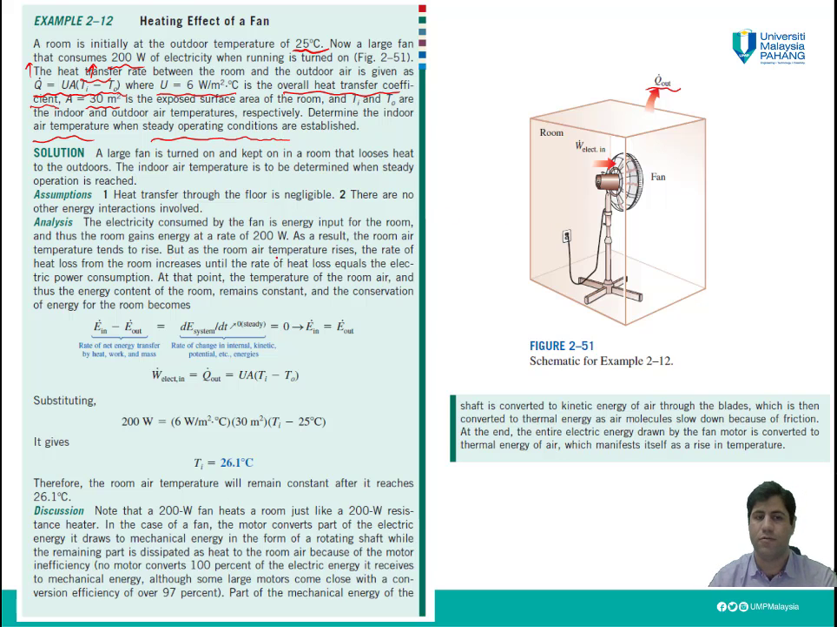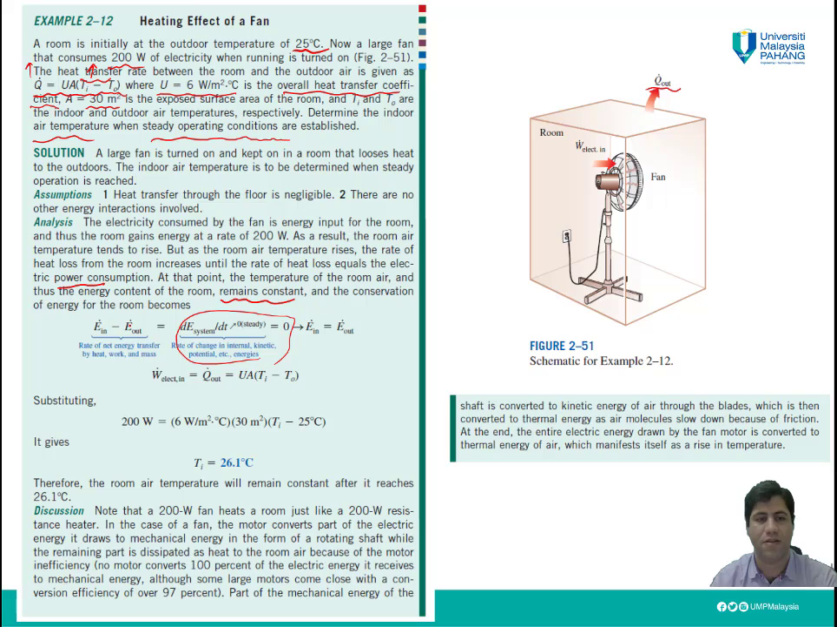But as the room air temperature rises, the rate of heat loss from the room increases until the rate of heat loss equals the electric power consumption. Q dot out equals W dot. At that point, the temperature of the room air and thus the energy content of the room remain constant. And the conservation of energy for the room becomes this equation. You know about this equation, it is conservation of energy for the room.